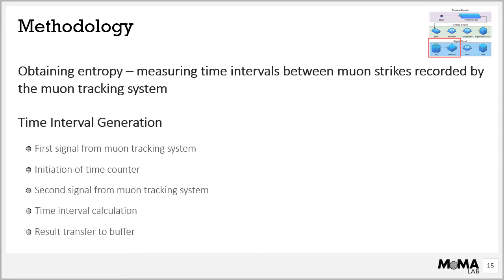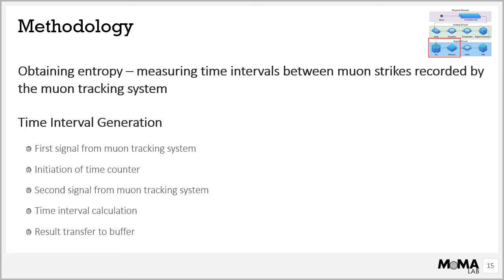In this slide, I want to talk a little bit about how we collect entropy for our system. I previously mentioned the way we obtain entropy is through measuring the time intervals between muons detected by our tracking system. But I think it's important to talk a little bit about this process in more detail.